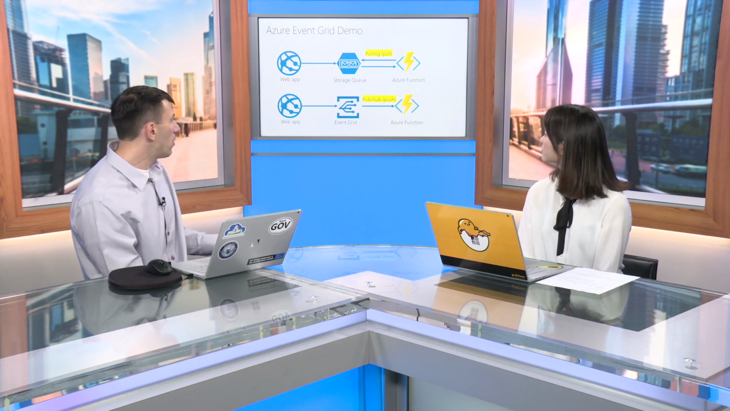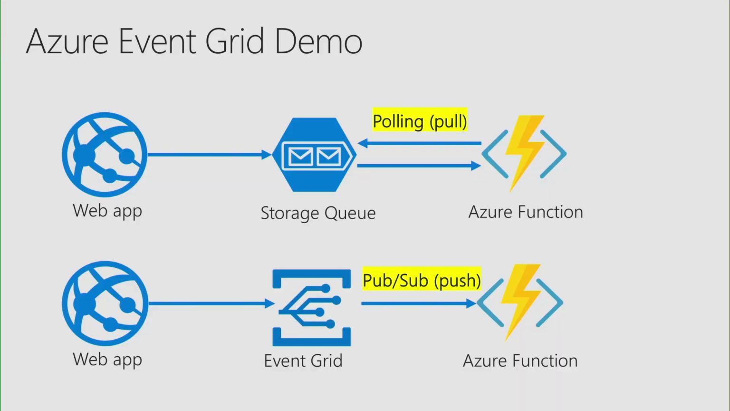But Event Grid has something slightly different here. I'm going to do the same demo, but I'm going to use Event Grid. This is a publish-subscribe model, which means there's no polling. And instead of a pull model, it's going to be a push model. In other words, when the web app writes directly to Event Grid, it knows who its subscribers are, and it's automatically going to push instantaneously to those subscribers. So the Azure function will have no need to be polling at all. It won't need to use any resources behind the scenes. It will just instantaneously receive the message.